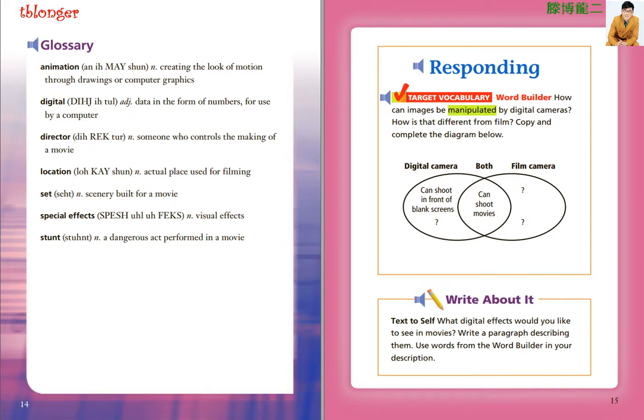Location. Noun. Actual place used for filming. Set. Noun. Scenery built for a movie. Special effects. Noun. Visual effects. Stunt. Noun. A dangerous act performed in a movie.